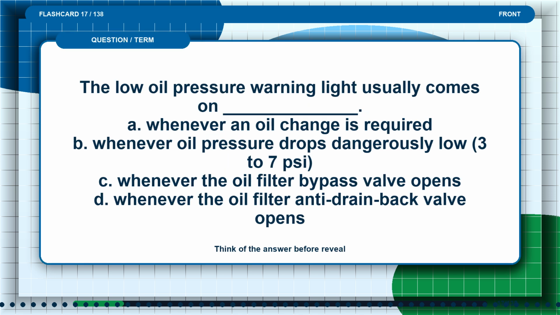Flashcard 17. The low oil pressure warning light usually comes on: A. Whenever an oil change is required. B. Whenever oil pressure drops dangerously low, 3 to 7 psi. C. Whenever the oil filter bypass valve opens. D. Whenever the oil filter anti-drain back valve opens. Pause and think of the answer before the reveal.